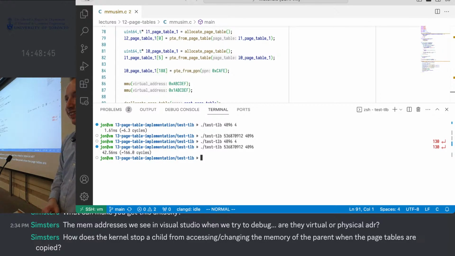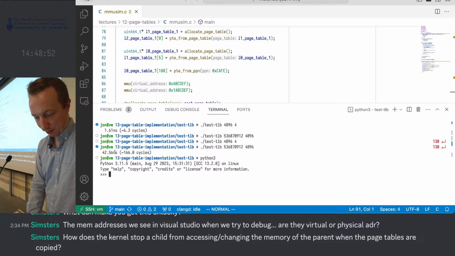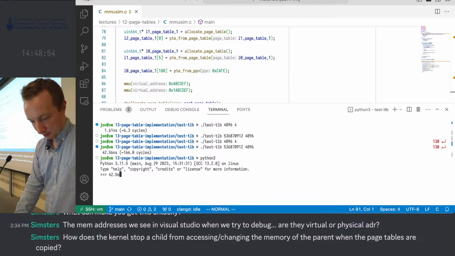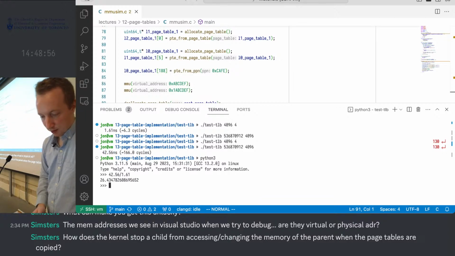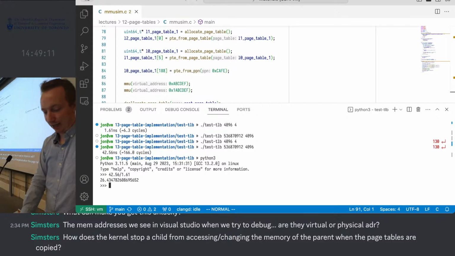Yikes. If they're all misses, that's real bad. It is much slower. It's about 24.5 times slower if they're all misses as opposed to hits. So guess what? Things being contiguous mostly matters for the TLB, and that's why everything should be beside each other.